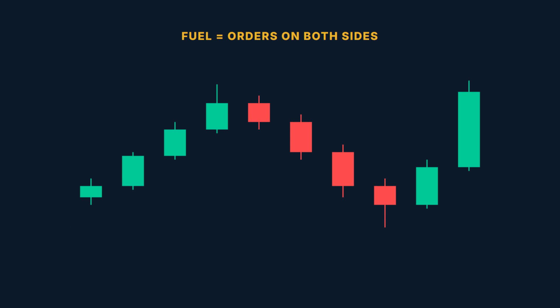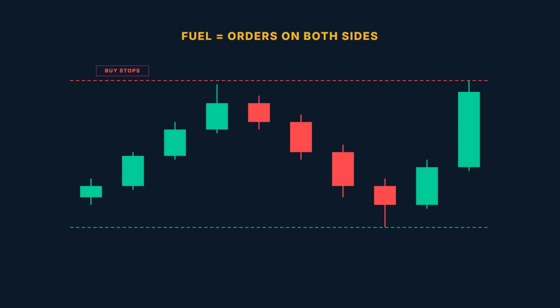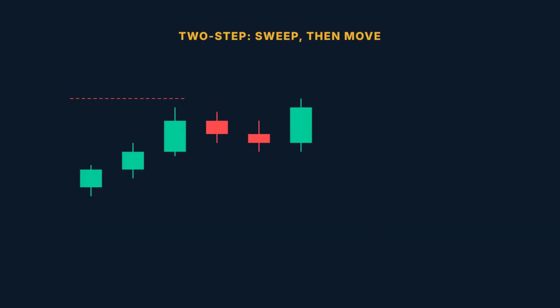Before any strong directional move up or down, the market needs fuel. That fuel is the orders sitting on both sides of the market. The stops of buyers who got trapped at a top, the stops of sellers who got trapped at a bottom. Those orders are the liquidity the market will seek before it actually moves. Understanding this changes the way you read every chart you look at.